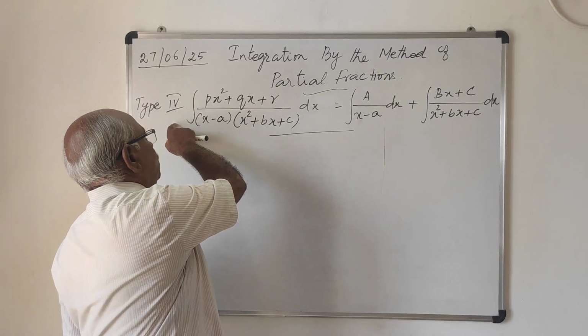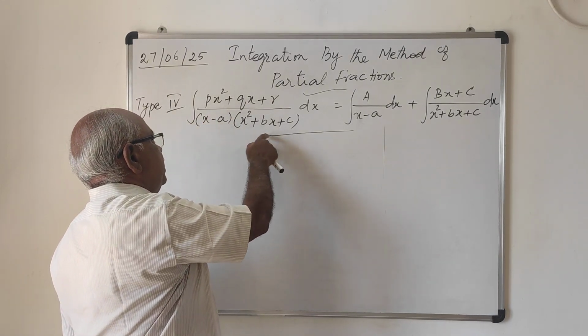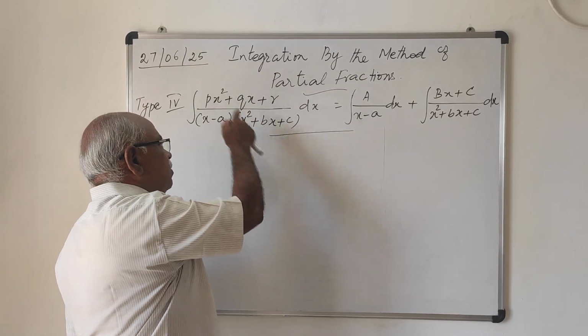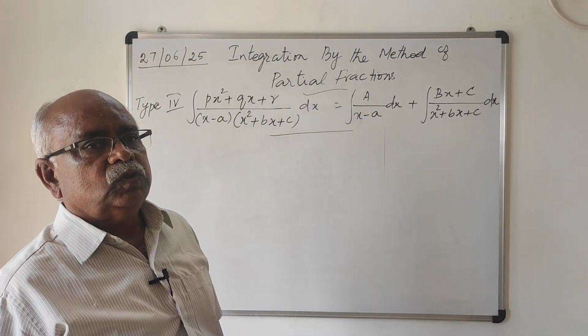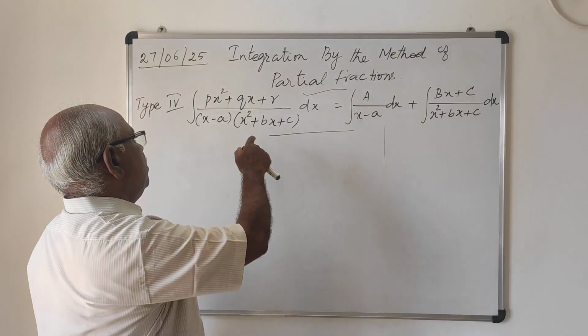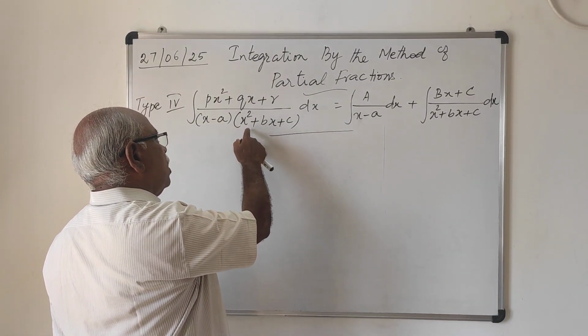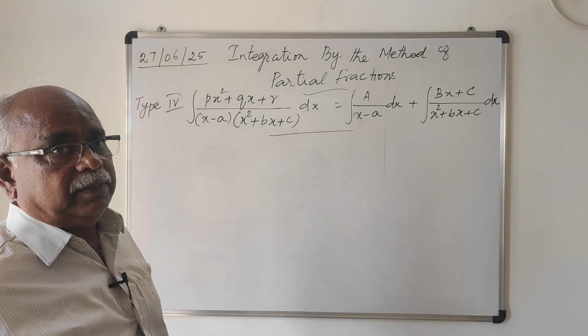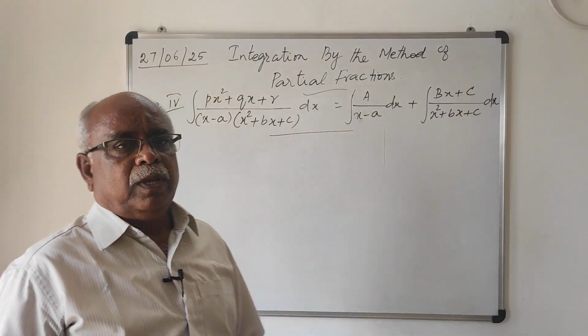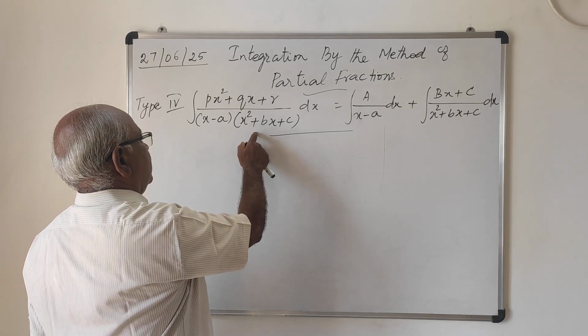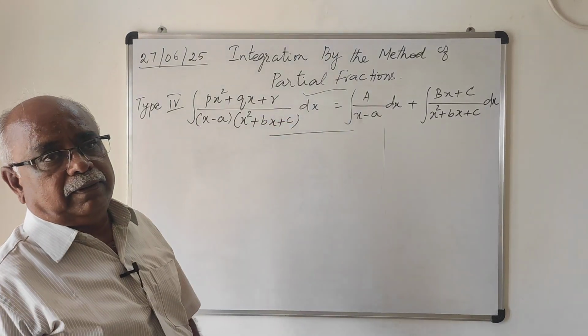Now type 4 is where the denominator is a linear factor into a quadratic factor which is not factorizable. In the previous type, the denominator factors are linear and quadratic, but the quadratic factor can be factorized. That is method 3. But in this type, the quadratic factor cannot be factorized.